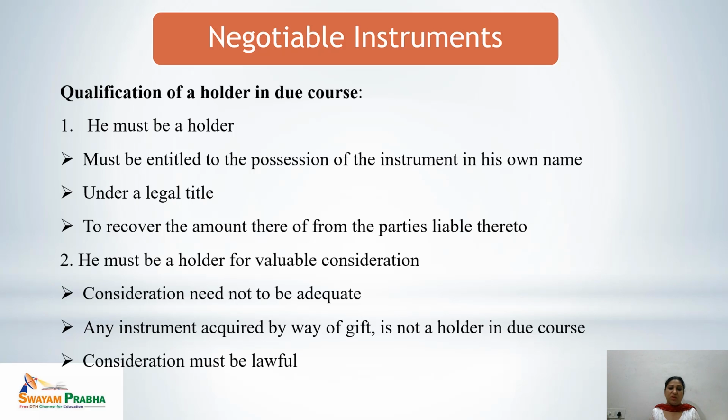If a car with a value of rupees 1 lakh is being sold for only rupees 10,000, this would be considered a valid consideration. No doubt the consideration is not adequate, but the presence of consideration makes it valid. So any instrument acquired by way of gift is not held by a holder in due course. That means without consideration, a negotiable instrument cannot be a valid negotiable instrument, or it cannot be held by the holder in due course.